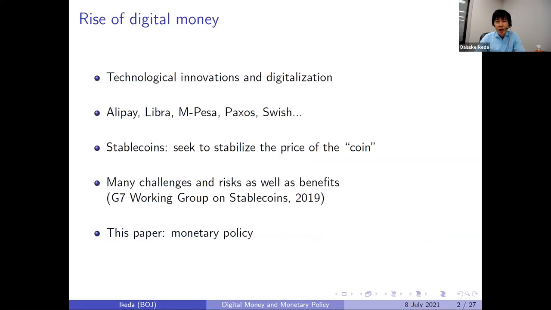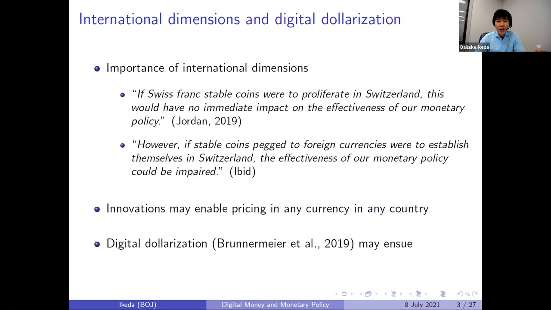So we've seen a rise of digital money around the world, and now we have a variety of digital monies. Specifically, we have stablecoins that seek to stabilize the price of the coin itself by pegging to a specific official currency. Already many challenges and risks are pointed out. In this paper, I'd like to discuss the implications for monetary policy, and I focus on the international dimension of digital money.